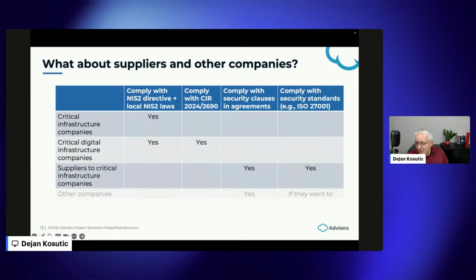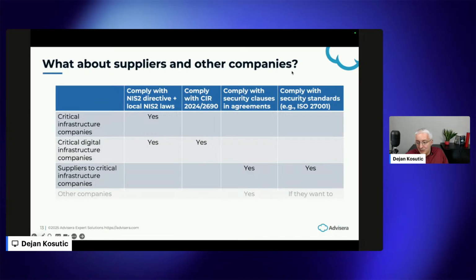Now, if you are a supplier that sells products or services to critical infrastructure companies, then you do not need to comply with NIS2 laws, you do not need to comply with CIR, but you do need to comply with any security clauses in the agreements that you have signed with a company that is in the NIS2 scope, okay? So let's say that you are a supplier to a telecom company in a particular EU country. In this case, anything that is written in any security clauses in an agreement with such a telecom company, this is what you have to comply with.